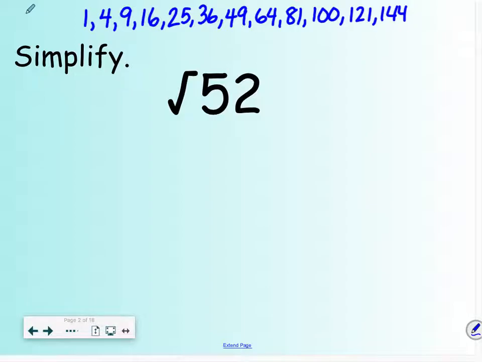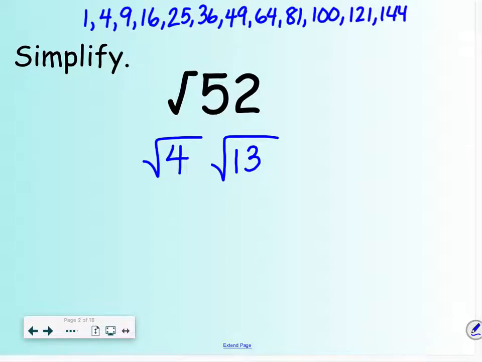So remember that when we're simplifying a square root that's not a perfect square, what we're looking for is the largest perfect square factor. So from the list at the top, the biggest perfect square that's a factor of 52 is 4. 52 divided by 4 is 13, or 4 times 13 is 52.